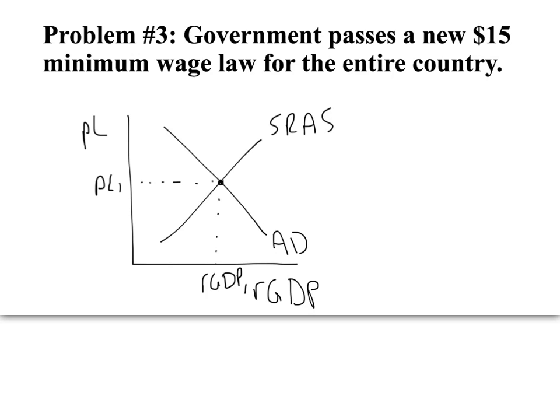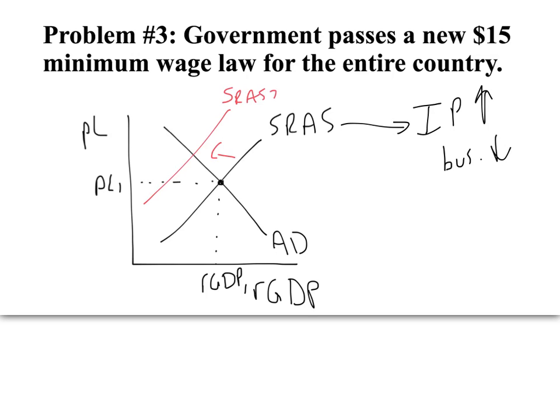So when the government passes this new minimum wage law, input prices, remember, which goes with SRAS, input prices go up, meaning that the business is going to be able to supply less because they're going to have to fire workers. Input prices go up, and so that's the effect. And so what we're going to notice is SRAS shifts to the left because it's a decrease. That's SRAS 2, that becomes SRAS 1.